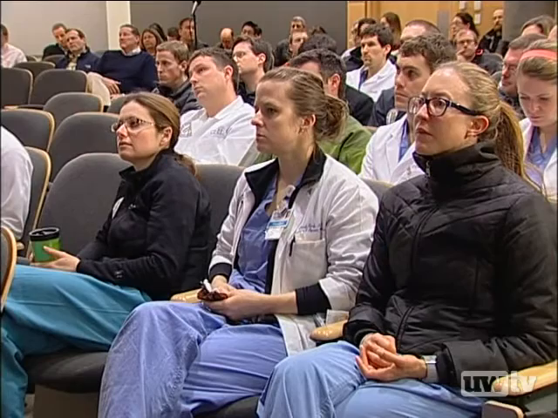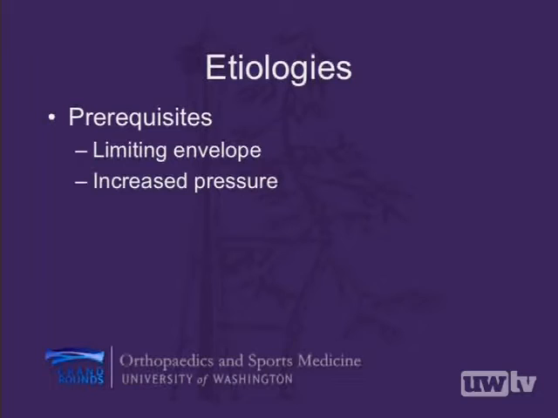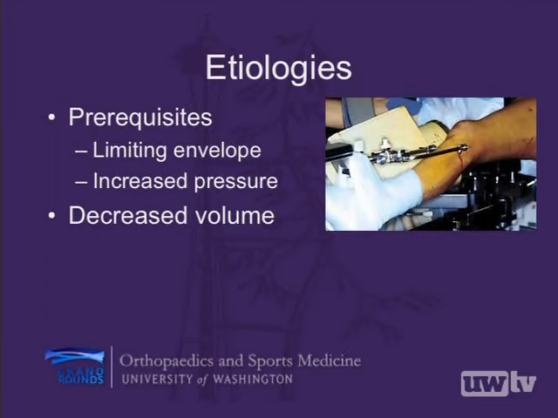Etiologies. With Dr. Matsen's work, as well as his definition of a compartmental syndrome in mind, there are prerequisites for the development of a compartmental syndrome. First, you need limiting tissue envelopes: fascial compartments of the lower extremity, fascial compartments of the forearm, the abdominal cavity. And secondly, you need increased pressure within that compartment. Now, within this light, you're going to look at three basic etiologies for developing a compartmental syndrome. First of all, decreased volume of the compartment. This can occur with overzealous traction on an extremity or closure of fascial defects.